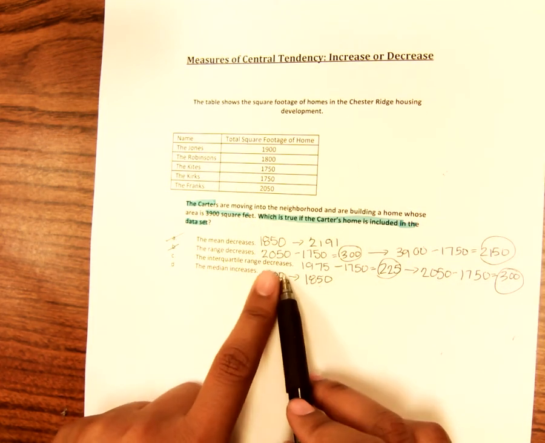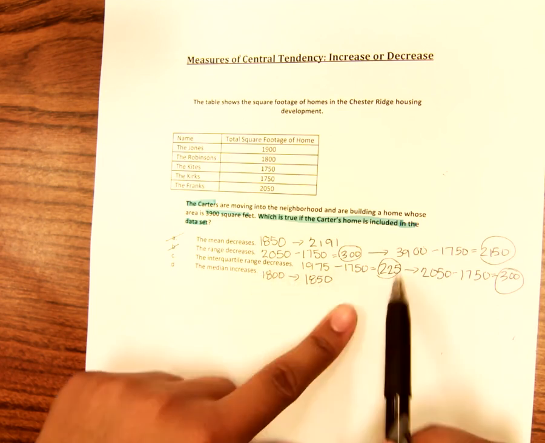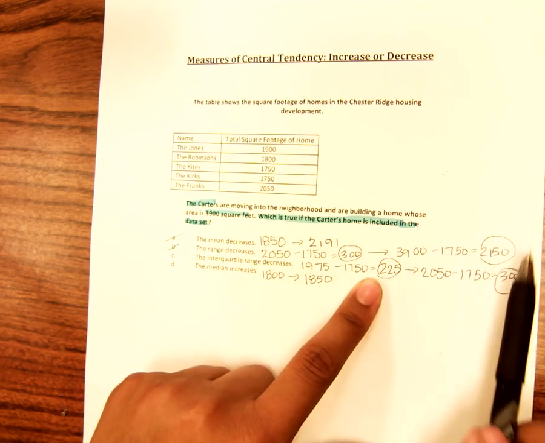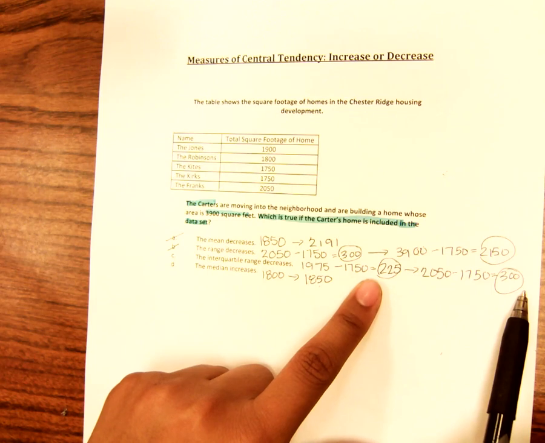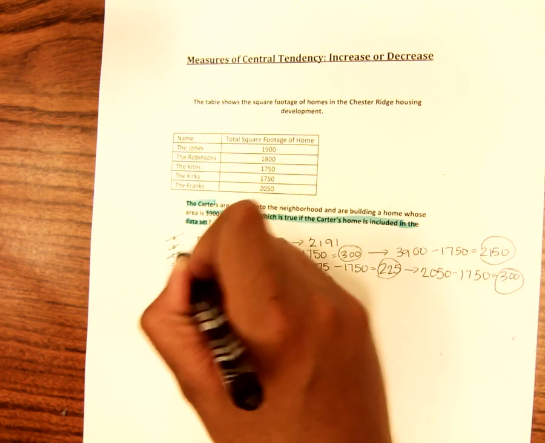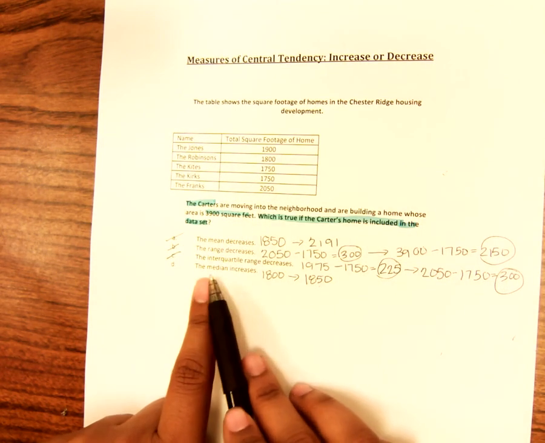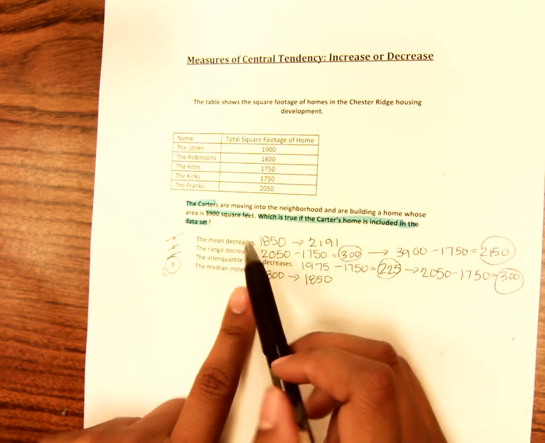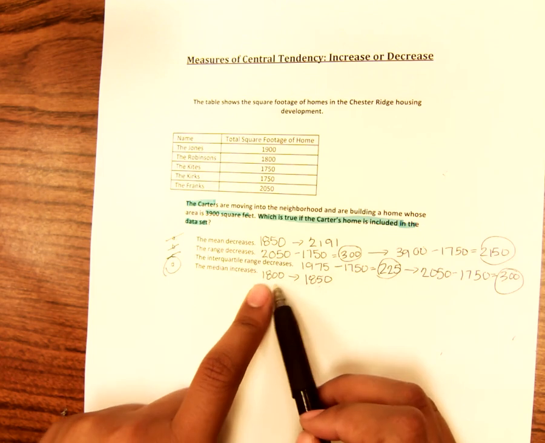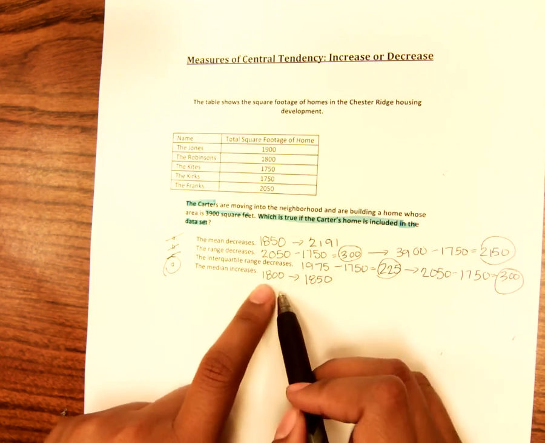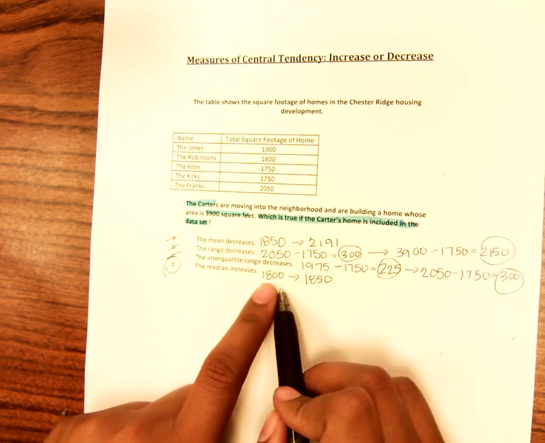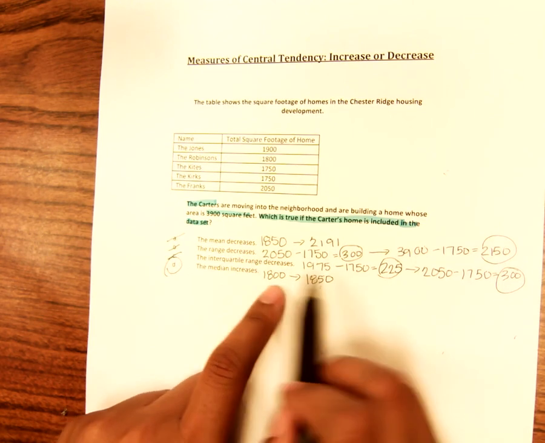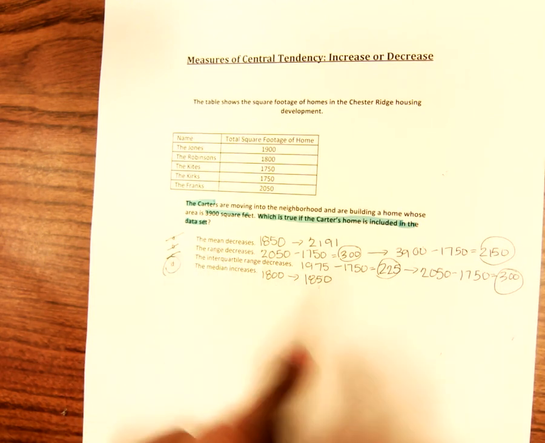My interquartile range decreases. First it was 225. Now it is 300. Did that decrease? No. So that finally brings me to my last one. My median increases. I can see that D is true because not only did I mark out A, B, and C, but I can support my reasoning because I can see that my median went from 1,800 to 1,850. It increased by 50. So therefore, D is my answer.